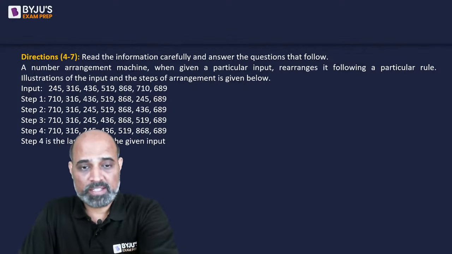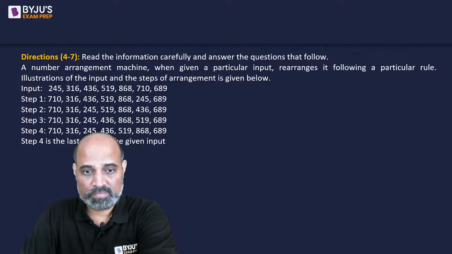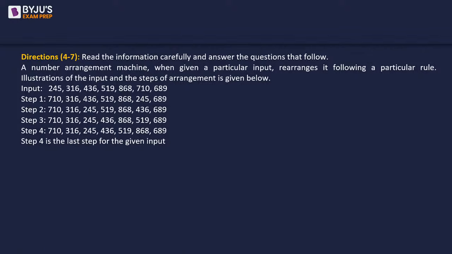Okay, let's try another one. A number arrangement machine, when given a particular input, rearranges it following a particular rule. Illustrations of the input and the steps of arrangements is given below. Here, it is given that step 4 is the last step. So if you look at the input, you have certain numbers, and if you look at the output, which is the step 4, it consists of the same numbers, but they are rearranged. How are they rearranged? Are they arranged in ascending order, descending order, prime number, composite number, perfect squares, perfect cubes?